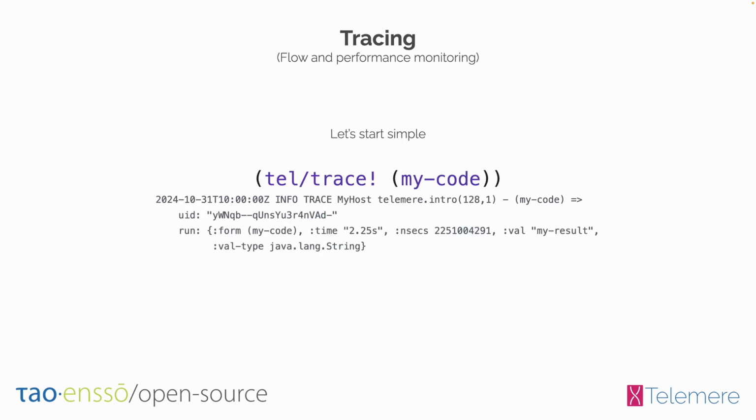Let's see some tracing. Now imagine we have some code that runs as part of a logical flow, something like a transaction, and we want to understand which flow steps occur, when, how long they take, and the parent-child relationship between steps. So basically the kind of stuff that you would get visually from tools like Jaeger or Zipkin. Telemere can give us that information in signals.